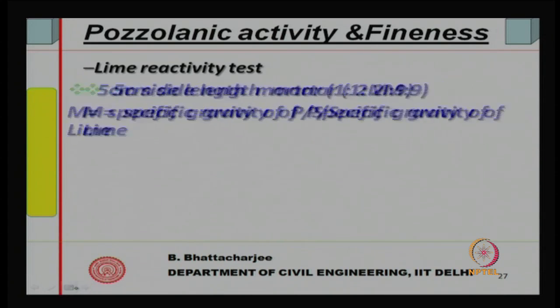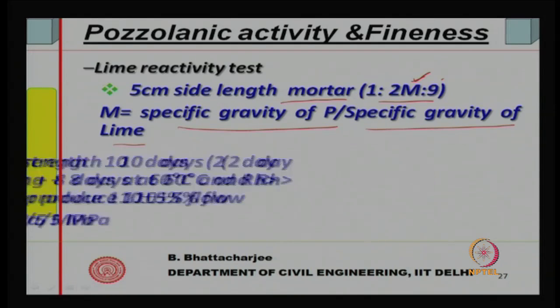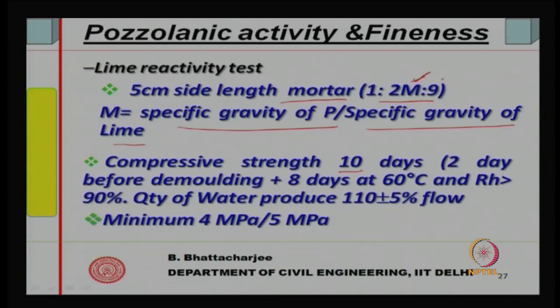The lime reactivity test, as I have mentioned, uses a 5 centimeter side mortar, 1:2 m:9, where m is the specific gravity of pozzolana divided by the specific gravity of lime, and 2 is the standard sand. Compressive strength is measured at 10 days, 2 days before demolding and 8 days at 60 degree centigrade and relative humidity 90%. The quantity of water is used to maintain a fixed flow of 110 plus minus 5%, and then you find out the strength after 10 days.